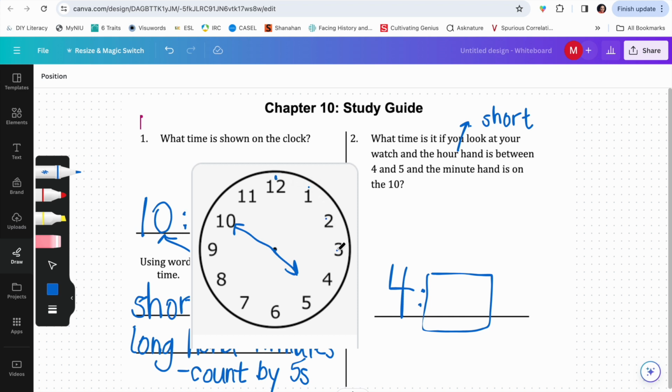So we have 0, 5, 10, 15, 20, 25, 30, 35, 40, 45, and 50. When the minute hand is on the 10, that is actually 50 minutes. And that makes sense because I see we're 10 minutes away from 60 minutes, or when we start at 0 again. So the time here is 4:50, and we know that because the hour hand is right between 4 and 5, and then that long minute hand is touching the 10.